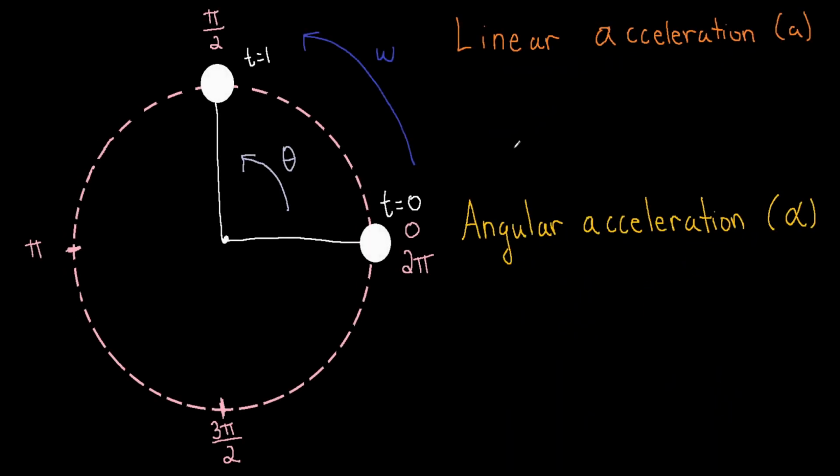And for our last angular motion variable, we have our angular acceleration. Just like our linear acceleration, which was defined as a change in velocity divided by a change in time, our angular acceleration, which we denote with the Greek symbol alpha, is going to equal the change in our angular velocity, so the change in omega, divided by a change in time. And we measure our angular acceleration in radians per second squared.